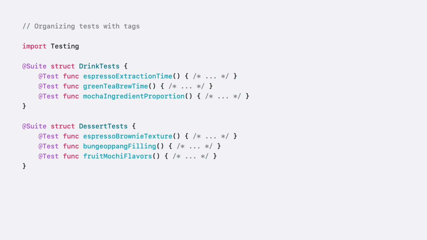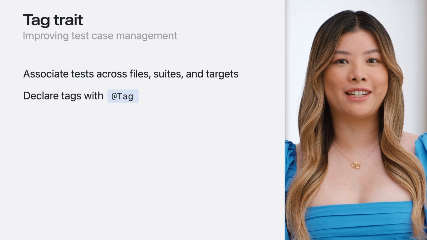In this case, tags can help you associate these tests across the two suites. Keep in mind, tags are not a replacement for test suites. Suites impose structure on test functions at the source level, while tags help you associate tests from different files, suites, and targets that share something in common. That's tags in a nutshell.